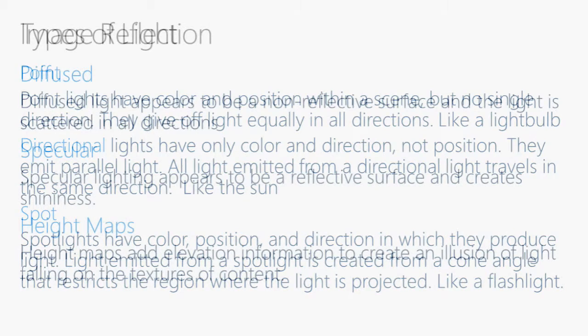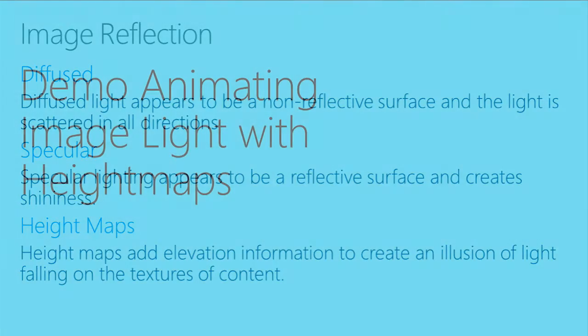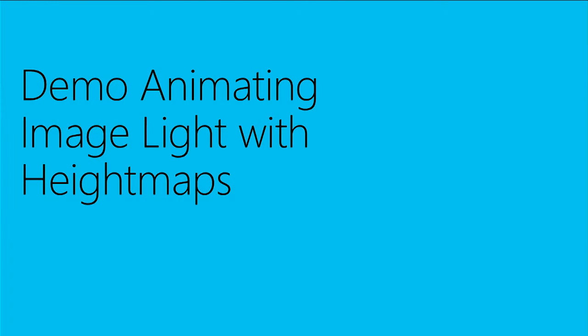Image reflective properties are the diffuse properties, which are more of a soft, non-reflective surfaces. Specular creates shine. And then we also have added support for height maps, where you can create the illusion of texture and depth so light can fall off your images or other content. So Chris will walk us through how you can animate image light and use height maps.